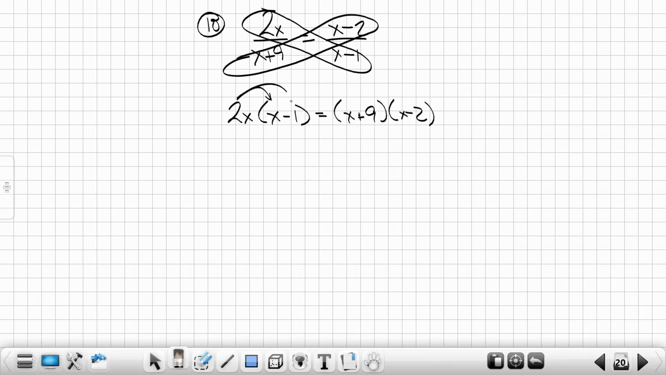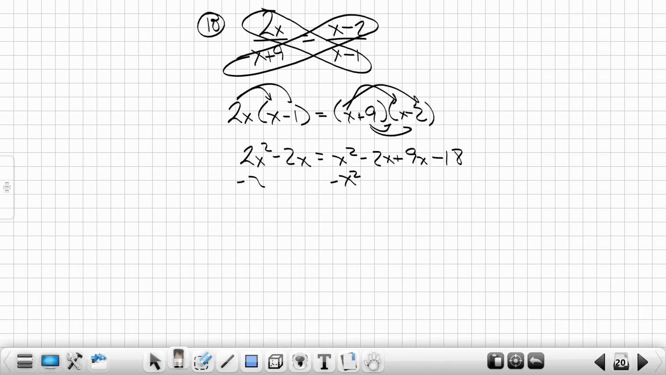I'm going to distribute. And I'm going to get 2x squared minus 2x. I'm going to distribute. I'm going to get x squared minus 2x plus 9x minus 18. Since it's quadratic, I want everything on one side and get it equal to 0. I have a positive 2x squared on the left. That's my biggest x squared. So I'm going to bring everything to the left.